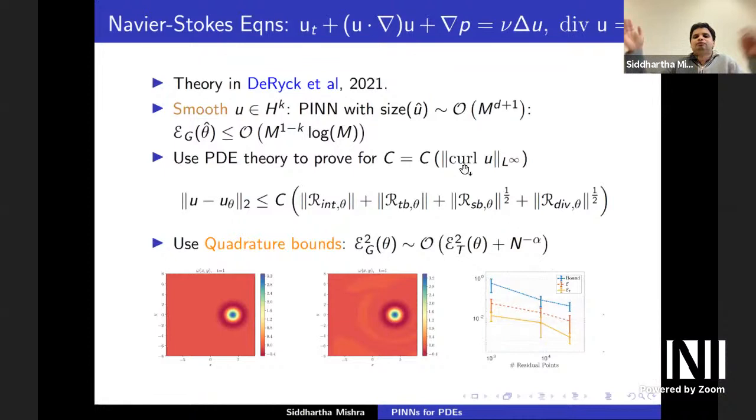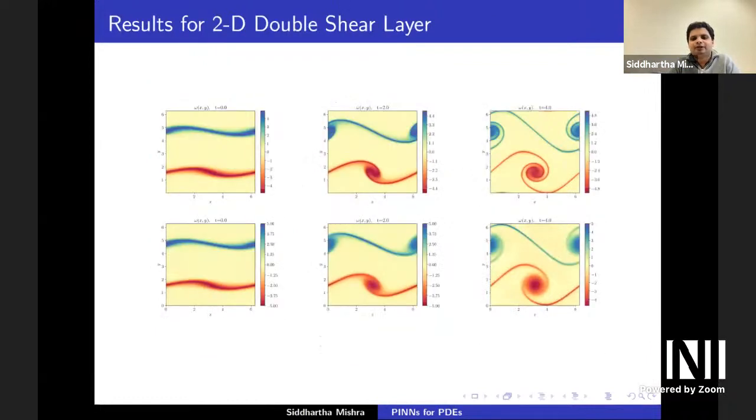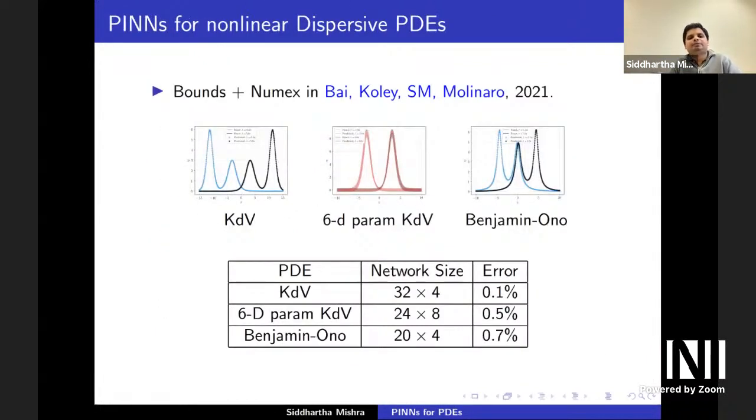Of course, if the vorticity blows up, then there is no control, and there's no reason why this method should work, or any other method for that matter should work. It works for nonlinear dispersive PDEs like the KdV equation, Benjamin-Ono, and so on. So this is a very interesting example.